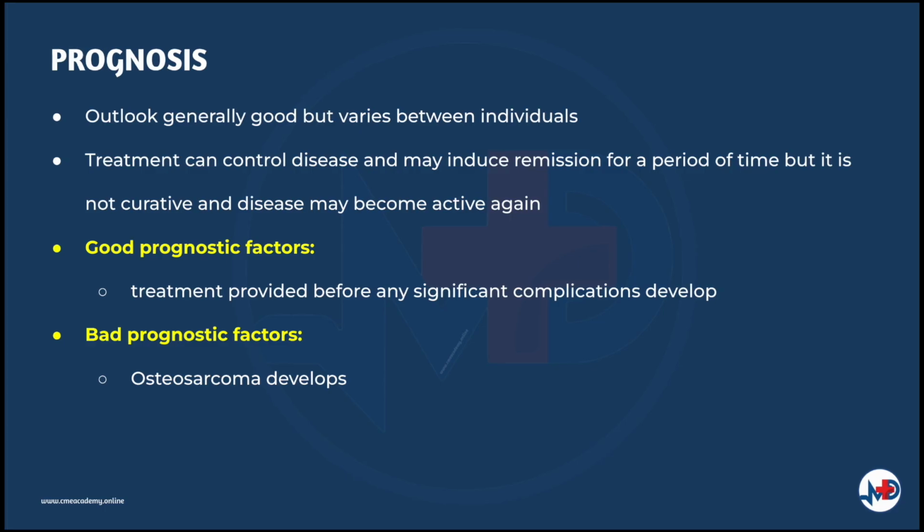The prognosis is generally good, but this varies between individuals. Treatment is able to control disease and may induce remission for a period of time. However, this is not curative and disease may become active again. A good prognostic factor is being treated before any significant complications occur. On the flip side, a bad prognostic factor is when osteosarcoma develops.